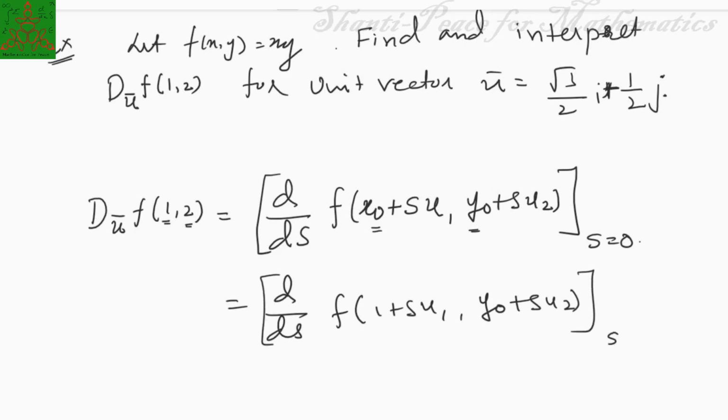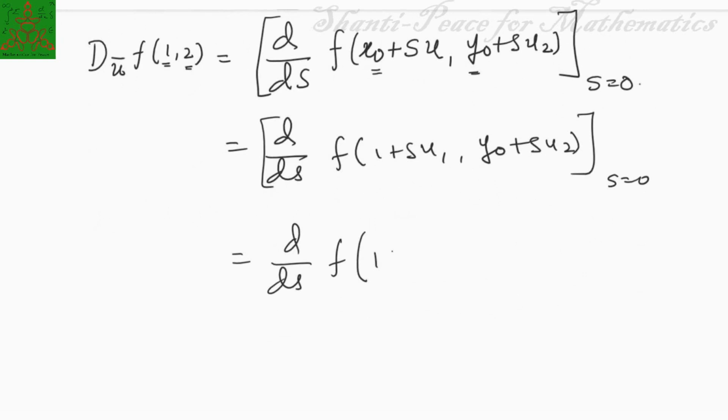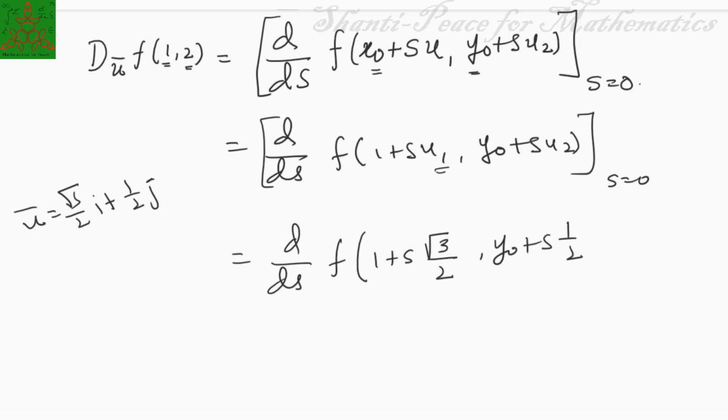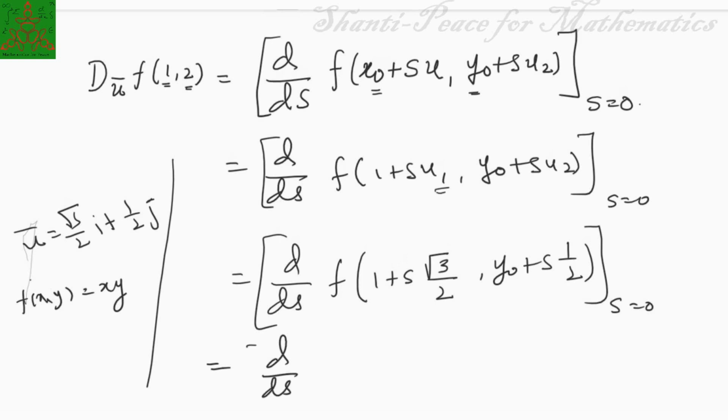That will give you d/ds of f(1 + s times √3/2, ...) because u bar is given as (√3/2) i plus (1/2) j. So u1 is √3/2 and u2 is 1/2, at s equal to 0. What is given is f of x, y equal to x times y. So according to that, this is d/ds of, this is your x and this is your y.